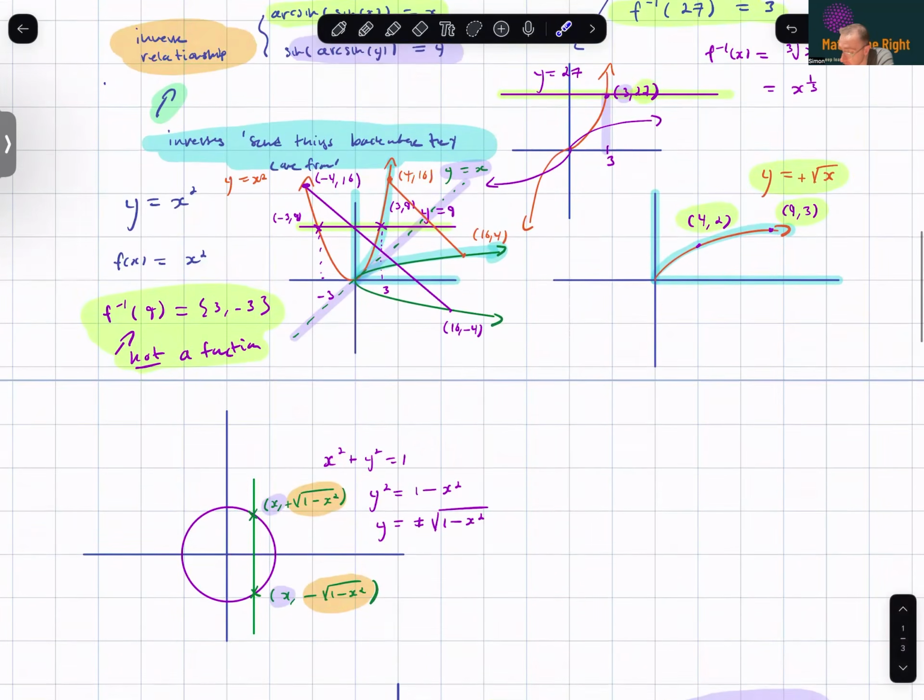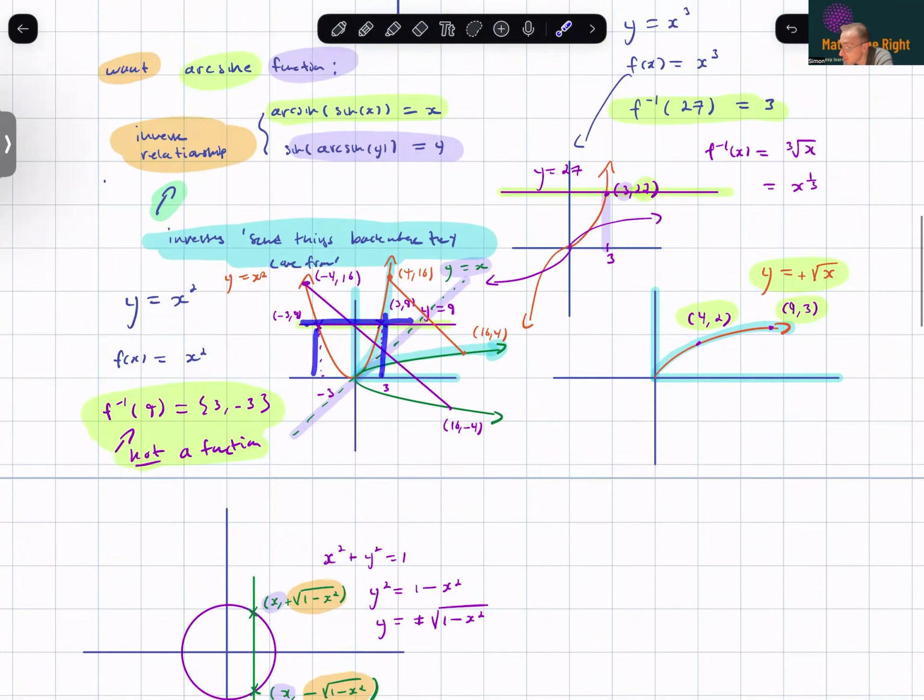The squaring function was not one-to-one. It sends 2 to 1 here. The cubing function, which is invertible, that is one-to-one. It passes the horizontal line test, right? There is no y value that it sends 2 or more x's to. This one, every y value except 0 gets exactly 2 x's mapped to it.